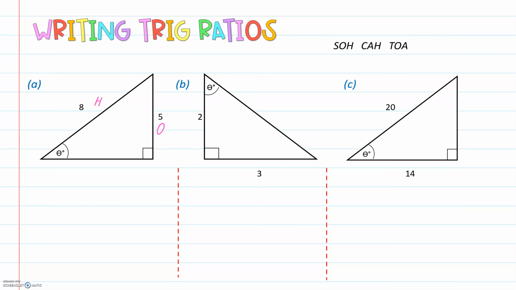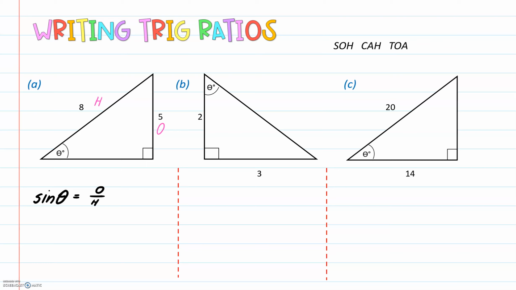Step 2 is to write the ratio using SOHCAHTOA. So we're not going to write any numbers or anything. We're just going to write sine theta equals, cos theta equals, or tan theta equals. All right, so to figure out which trig ratio we are going to use, we need to look at what we have. So we have the opposite side and the hypotenuse. So having a look at SOHCAHTOA, I know that we're going to use sine. So I'll write sine theta equals opposite over hypotenuse.